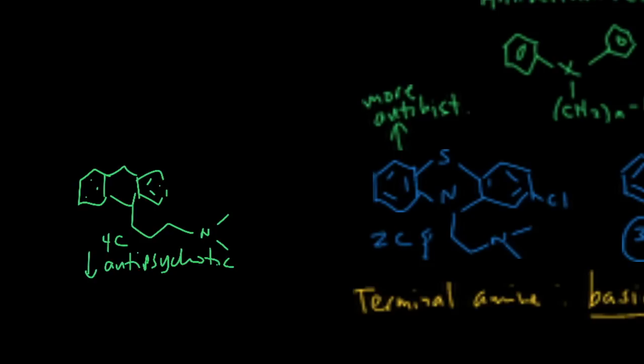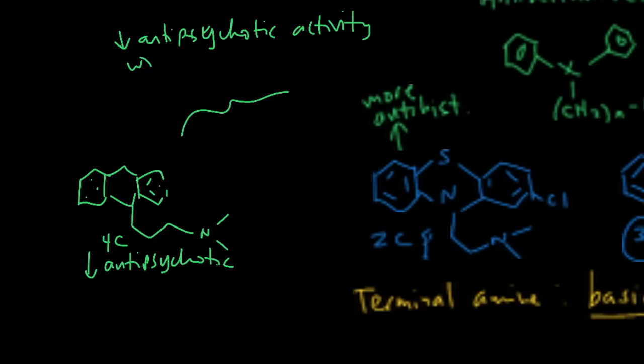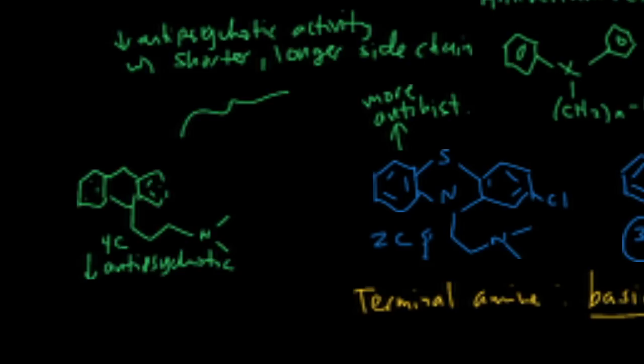So, in general, less antipsychotic activity with shorter or longer side chains. So shorter or longer than 3 carbon atoms of a side chain result in less antipsychotic activity.